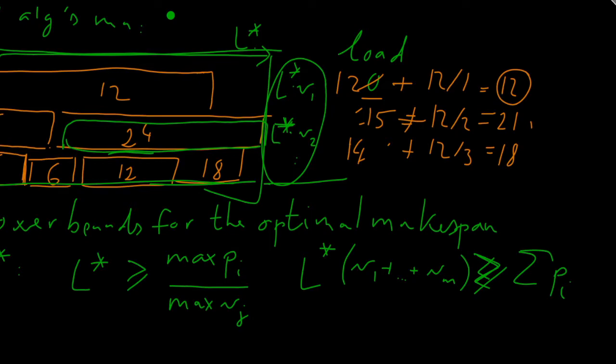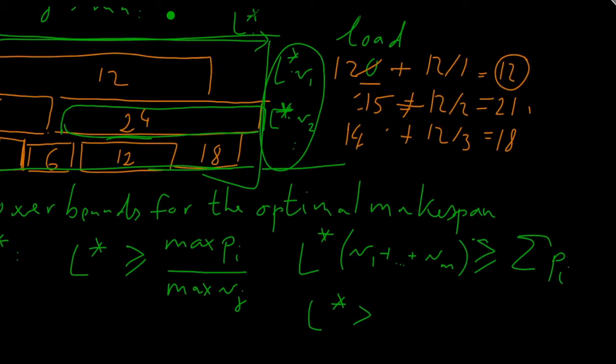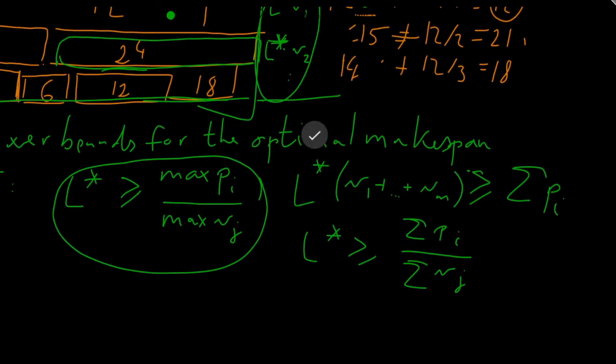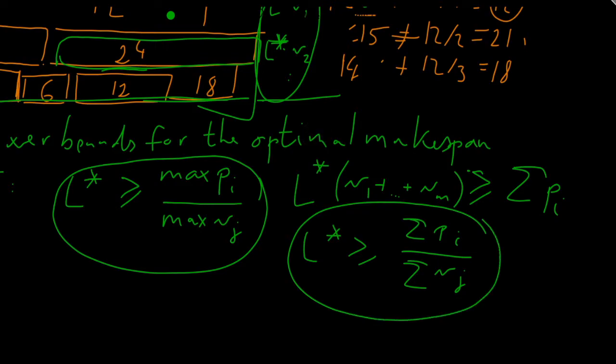total amount of jobs, because in the rectangle on the left hand side all the jobs should be processed, which means that L star is at least as large as the sum of the cost of the jobs divided by the sum of the speeds of the machines. So these are two bounds we have. This is quite similar to those bounds we had, because there is a bound derived from the largest job, the single largest job. And of course there is another lower bound which is just based on the total cost of all the jobs.